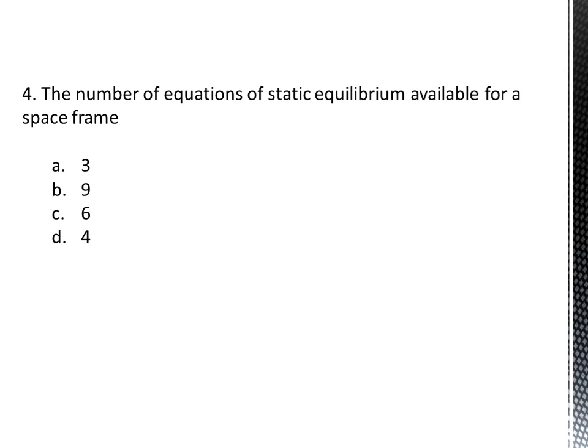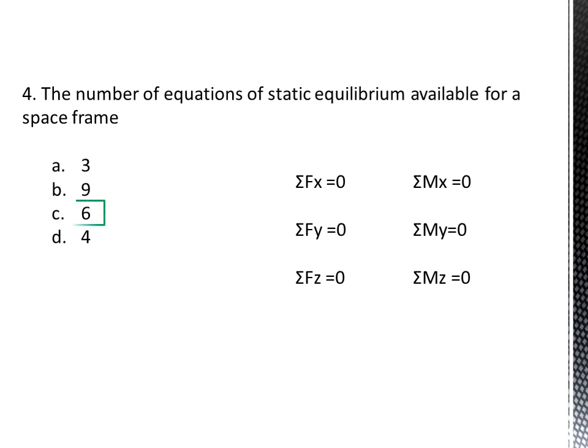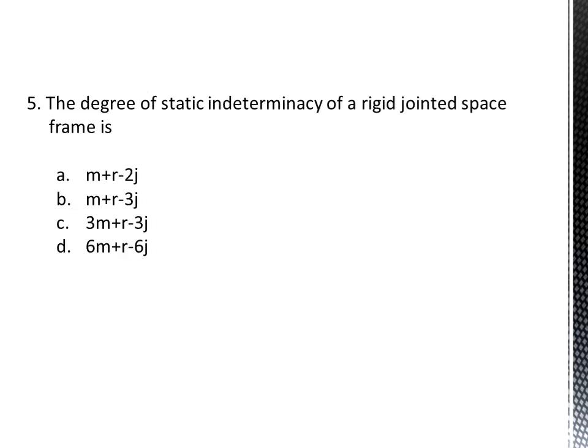That is, sum of forces in all the 3 directions will be 0. Likewise, sum of moments in all the 3 directions will be 0. That is, sigma Fx is equal to 0, sigma Fy is equal to 0, sigma Fz is equal to 0. And sigma Mx is equal to 0, sigma My is equal to 0 and sigma Mz is equal to 0. So the answer for this question will be option C, 6 equations of equilibrium is available for a space frame.